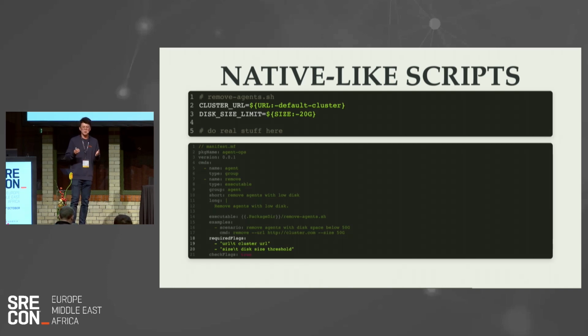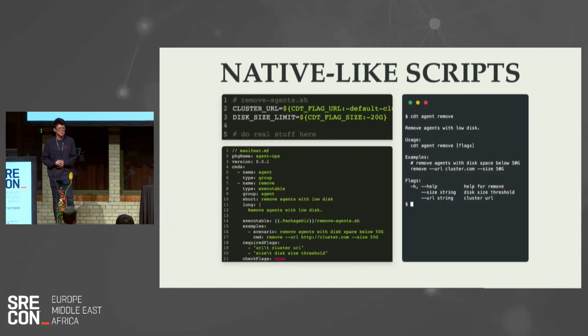Now, command launcher reading this manifest file knows, OK, your command is waiting for URL and size as two flags. So it can pass the arguments and get the right values to your command. And then how does command launcher pass this to your script? Not surprisingly, through environment variables, but with a prefix. It's called CDT_flag. So by doing this, your command just runs as CDT agent remove. You get this very nice, beautiful help message. And if you pass --size and --url, then it just runs as before.